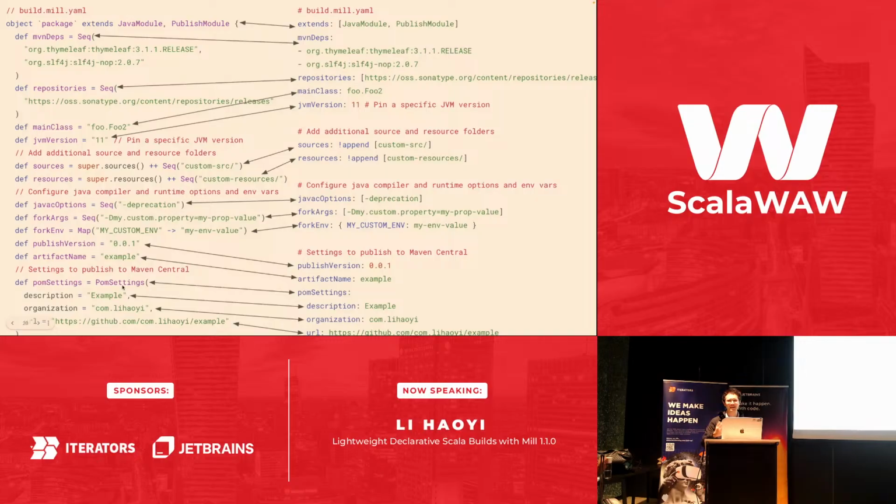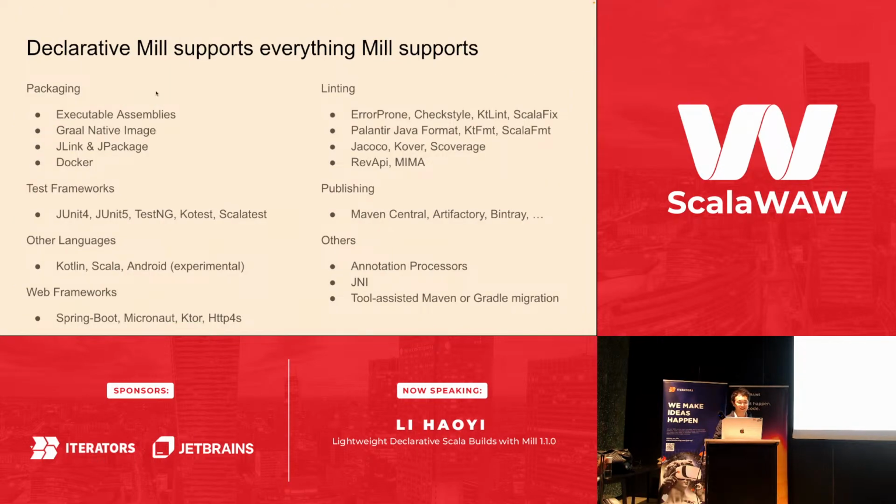And so almost everything that you can do in your traditional Mill build, whether it's publishing or packaging GraalVM native artifacts or running Scalafmt or building an Android app or Spring Boot applications, all that can be done in declarative Mill builds too, just with a bit less boilerplate, but also a bit less flexibility. So basically all this stuff I mentioned works the same way in declarative and programmable builds. It's really the same build tool, just a different surface syntax on the top.